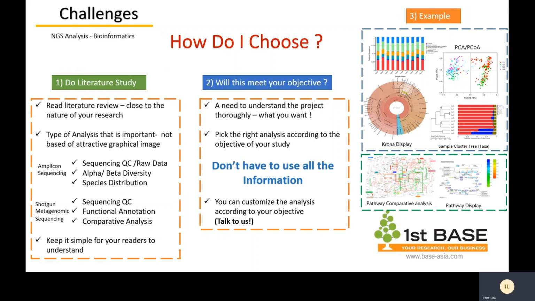So what is more important in amplicon sequencing? You definitely need to provide the sequencing QC, raw data, and then you want to look into the alpha and beta diversity and species distribution. When it comes to shotgun metagenomic sequencing, you also want to look into the sequencing QC, functional annotation, and also some comparative analysis. So keep it simple for your readers to understand.